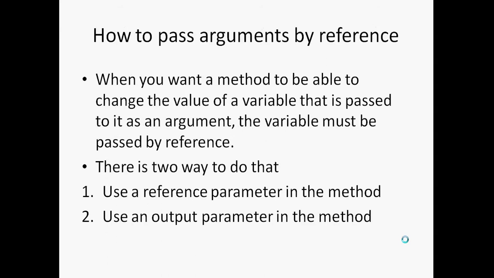All right, how do you pass an argument by reference? When you want a method to be able to change the value of the variable that is passed to it as an argument, the variable must be passed by reference. There's two ways of doing this. Use a reference parameter in the method, or use an output parameter in the method.